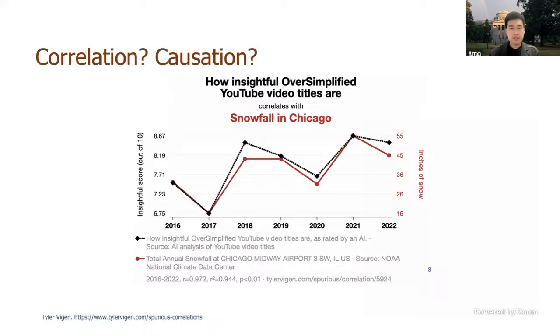Look at this chart. It shows how oversimplified YouTube video titles correlate to snowfalls in Chicago. But it doesn't necessarily mean video titles cause the snowfalls. That is the famous statistical mantra: correlation does not imply causation.